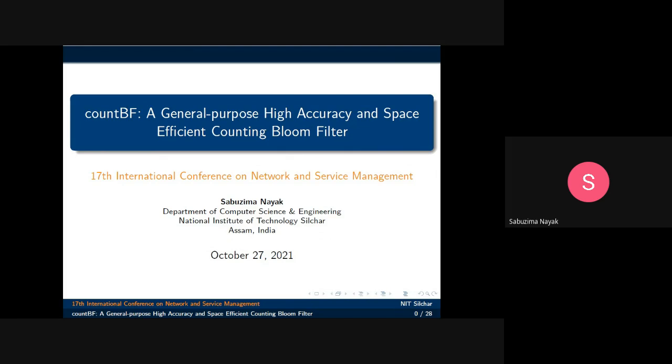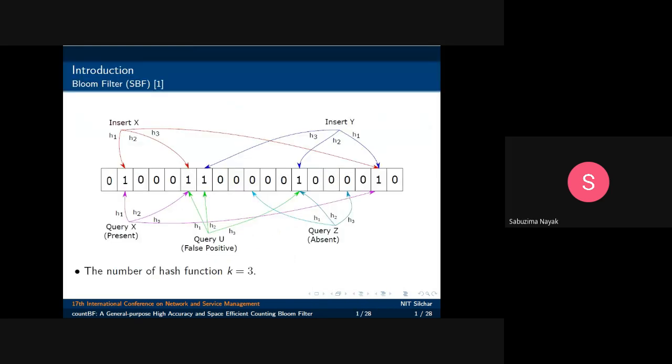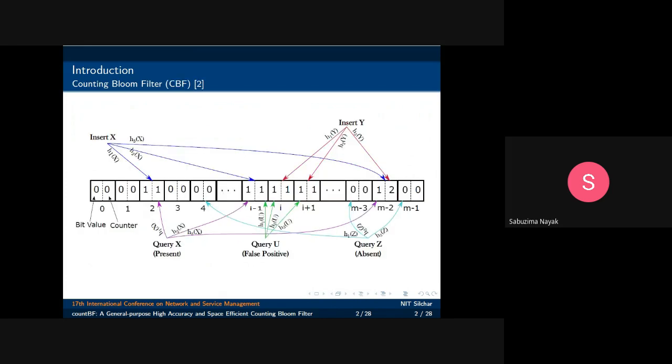Today, I am going to give a presentation on our paper titled CountBF, a general purpose, high accuracy and space efficient counting Bloom filter. Bloom filter is a membership checking data structure introduced by Burton Howard Bloom in the year 1970. This figure illustrates the architecture of Bloom filter.